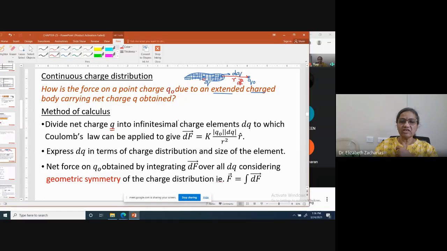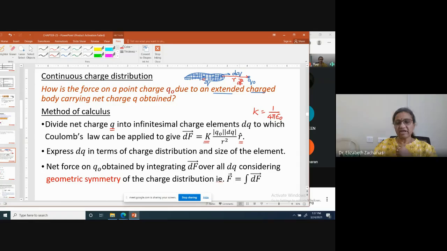Okay, so let's write the equation for df. Here, whenever I'm writing k, it stands for 1 by 4 pi epsilon naught. I'm doing this because I don't want to write 1 by 4 pi epsilon naught again and again. So df is the force on q naught because of the small element dq. Therefore, it becomes k q naught dq by r square, and the direction is r cap. Is the step clear to you?